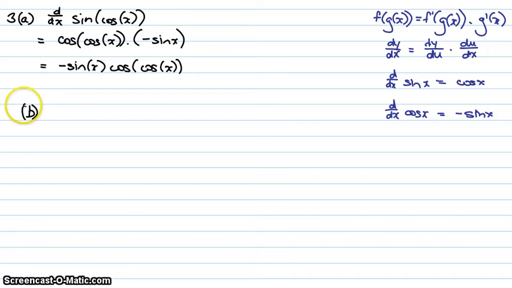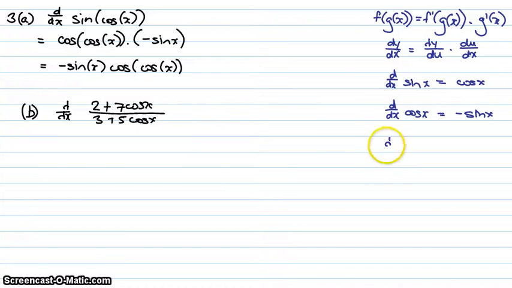If we look at 3b, what do we have? 3b asks us to differentiate 2 plus 7 cosine x over 3 plus 5 cosine x. How do I do it? Well, this time I need to use the quotient rule.